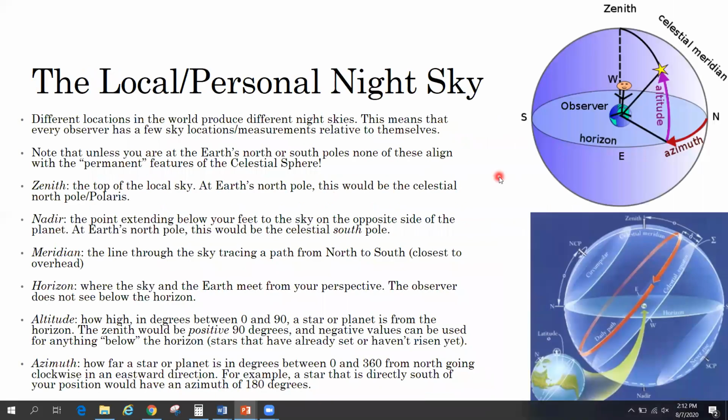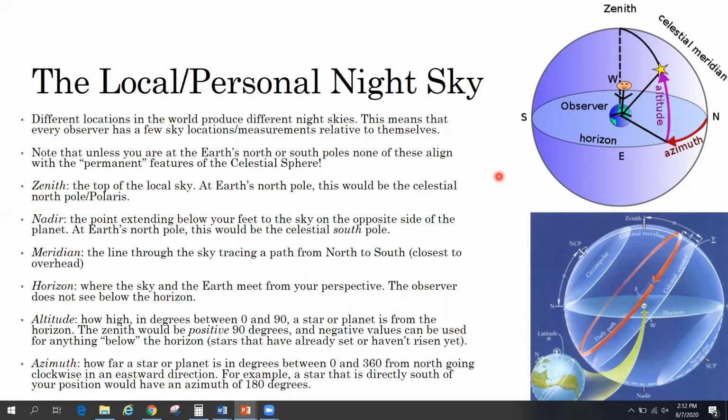All right, we're going to take a minute now, shift gears just a little bit. We're going to talk about our local or personal night sky. So all of the measurements and markings that we've been talking about so far are things that are standards. In other words, everybody on the Earth, if they want to look at the celestial North Pole, there's a particular direction they have to look.